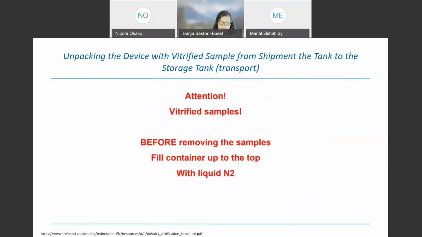And this is our little note we always handle with exports. So we put the note on top of the tank and say, attention, and please fill the container up to the top with liquid nitrogen before you handle the samples. Because in this tank you have got a saturated vapor phase, but in case you lift the samples, you don't have any saturated vapor phase at all, and you work at room temperature.